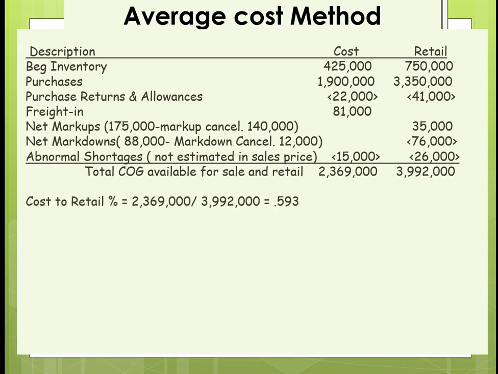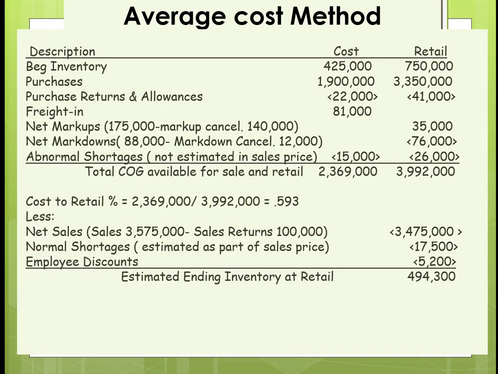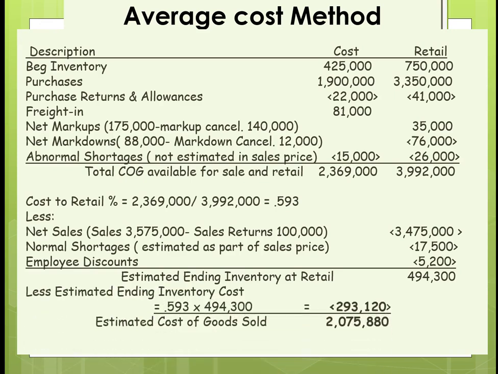Now we can do our percentage, which tells us that our cost is estimated at 0.593 of sales. Now, from that we're going to take away net sales, normal shortages, and employee discounts, which gives us our estimated ending inventory at retail. We're going to take that times our percentage, which gives you an estimate of ending inventory, subtracted from our total cost of goods available for sale, gives us estimated cost of goods sold.